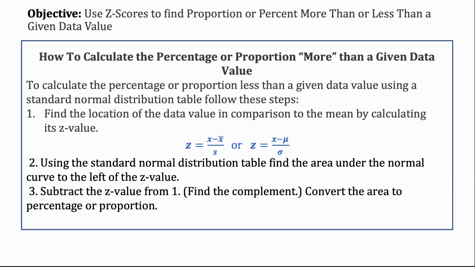Now be very careful, because if the question is worded as calculating the percentage or the proportion more than, it's pretty much exactly like what we see there, except in step 3. To find the area, we need to subtract from 1, because remember, that table is going to show us the area to the left of that score. For more than, we want the area to the right of that score, and so we just subtract that from 1. It's called the complement.